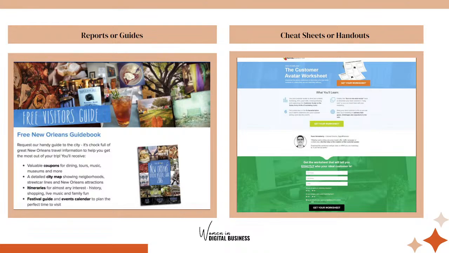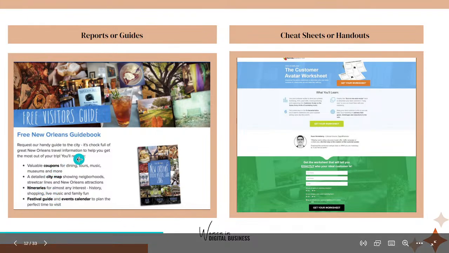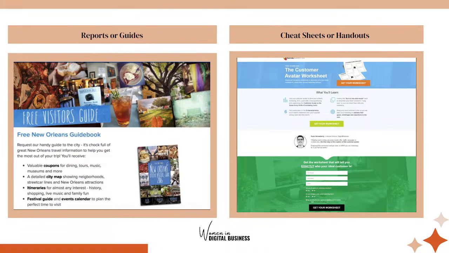So reports or guides are a great one. An example on screen is a New Orleans guidebook. This is a free visitor's guide. So let's say you're visiting somewhere like New Orleans. This will give you a completely free guidebook, which is obviously going to give you coupons. It gives you a detailed city map, itineraries, a festival guide, and an events calendar. These are things you're going to want to know if you are visiting. So reports and guides can be great lead magnets.